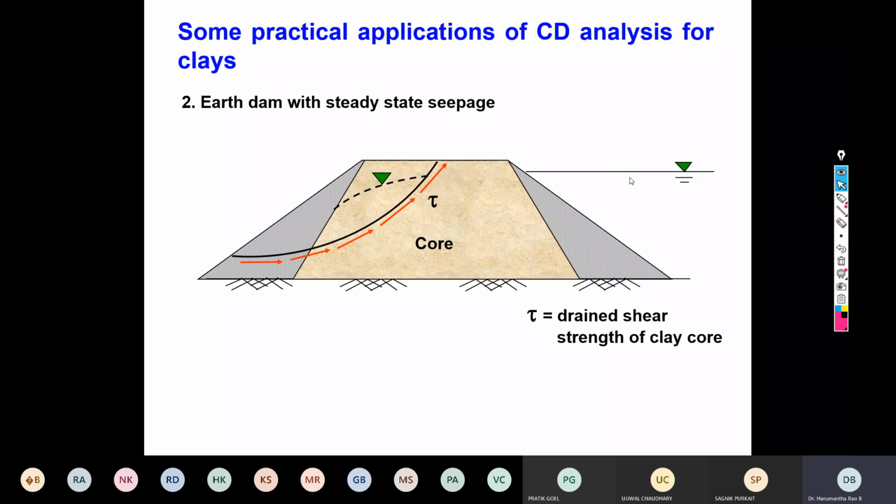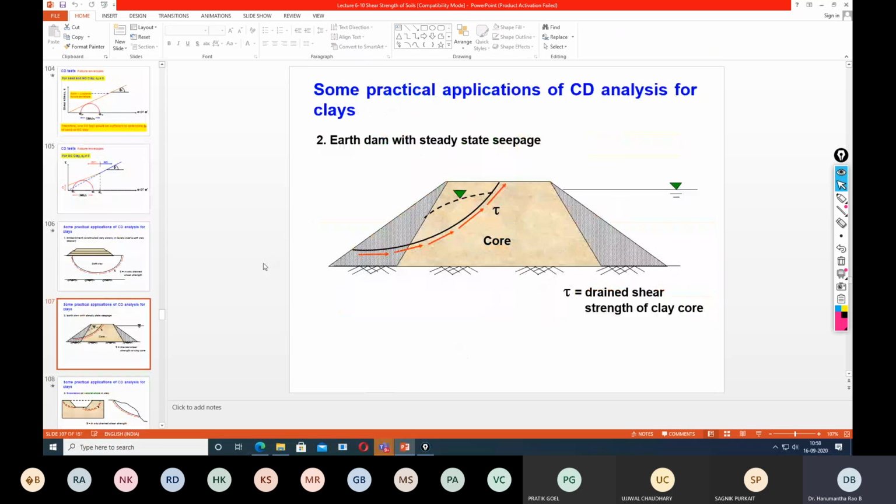See, in the reservoir, the water may be at full reservoir level or it can be empty. When it is empty, the CD condition may prevail, while when it is full, it may go to CU condition. Why? How are CU and CD conditions developing? Okay, so this is the question. Just think it over.